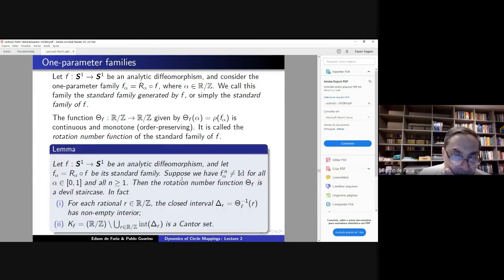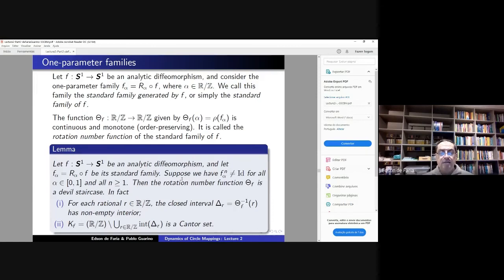Suppose you have such an analytic diffeomorphism and you form the standard family associated with it, and suppose that these maps have the property that they are not periodic. So no power of these maps is equal to the identity. There is a simple condition. It's not difficult to prove that if F itself satisfies this condition, that it's aperiodic, then all of the maps in the family will have the same property.